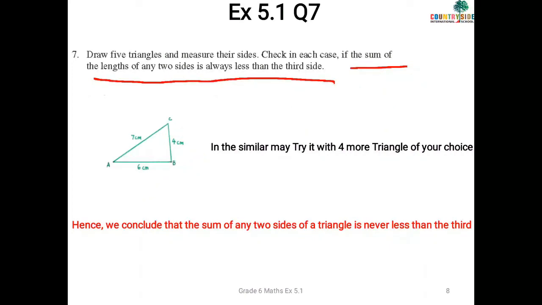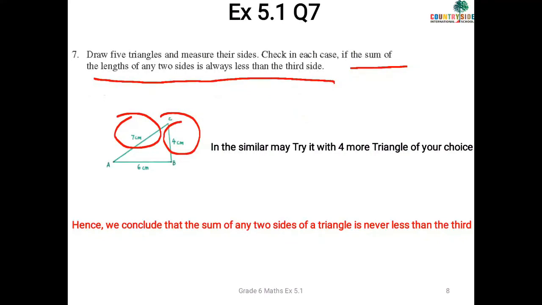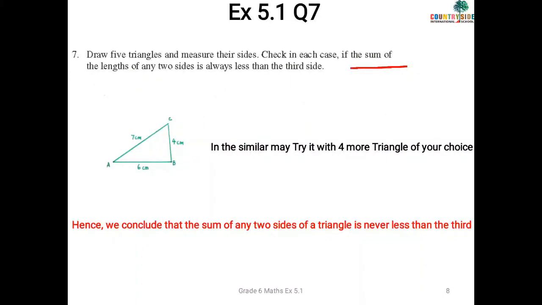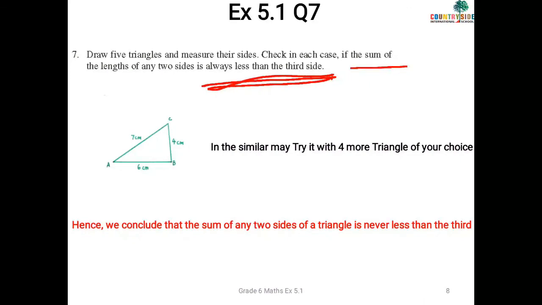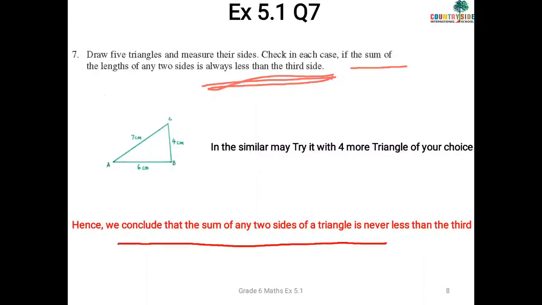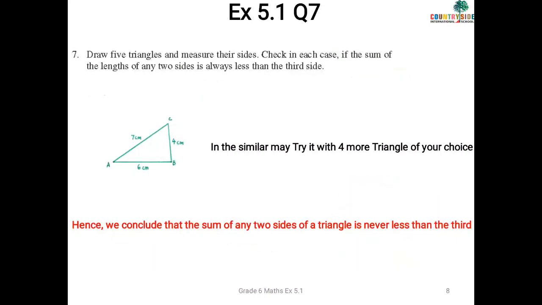Now let's take these two, 7 and 4. So 7 plus 4, that is 11. Here also 11 is greater than 6. But in the question they are saying that this should always be less. But here if you add two sides, it is always greater than the third side. Okay, hence we conclude that the sum of any two sides in a triangle can never be less than the third side. Okay, this is not possible.